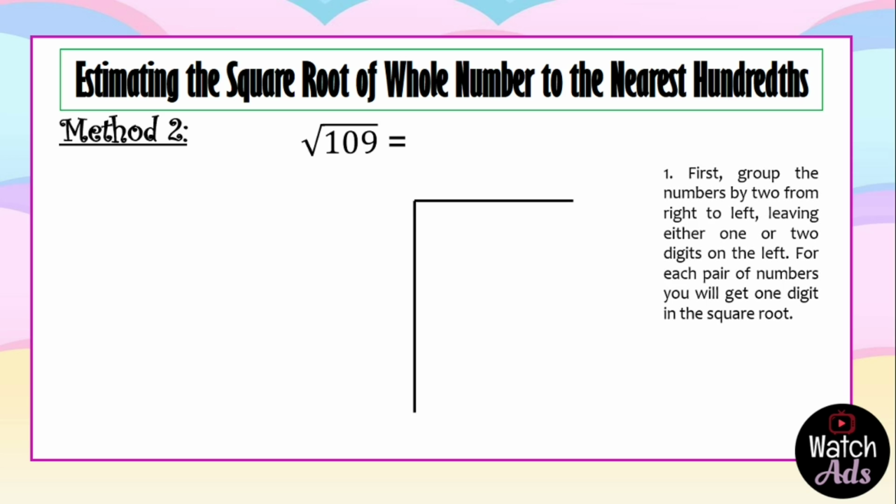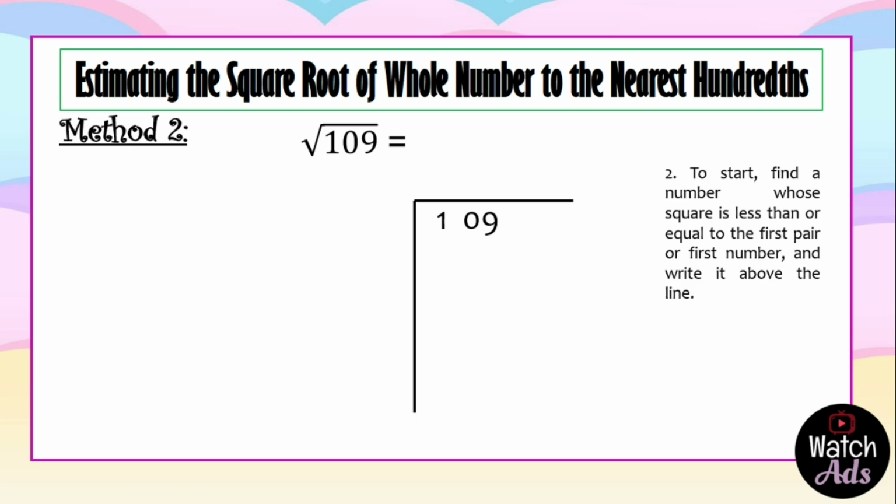First, group the numbers by 2 from right to left, leaving either 1 or 2 digits on the left, since we are going to start from the right. For each pair of numbers, you will get 1 digit in the square root. This is more like a division process, but it takes a lot of steps aside from what we are used to. So we group 1, 0, and 9 by 2. Starting from the right, we have 1 and then 09.